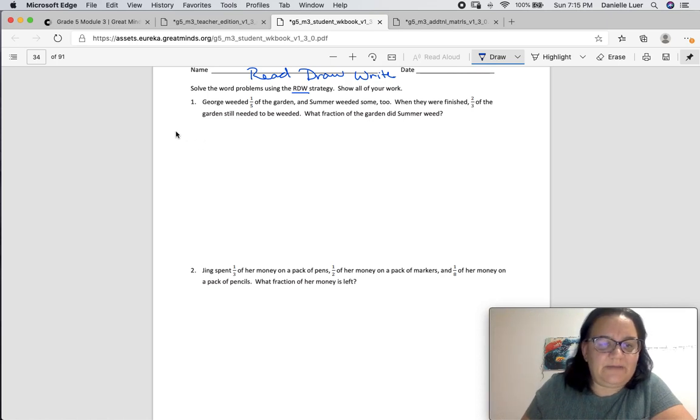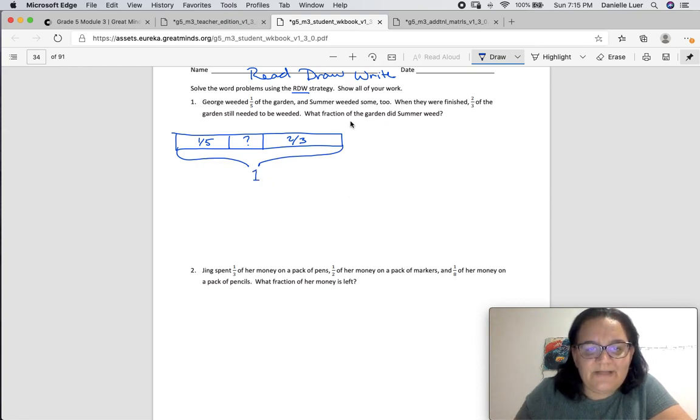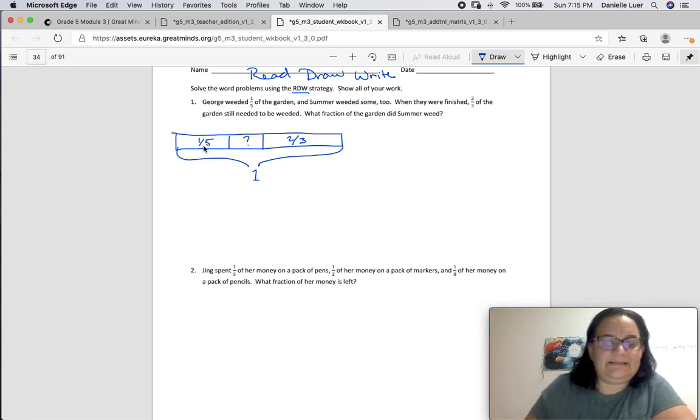Okay, well, I'm going to use a tape line here. And I know that George weeded 1/5. And we don't know what Summer weeded, but when they were done, 2/3 still needed to be weeded. And altogether, that equals the whole garden, so that equals 1, okay? So, what fraction of the garden did Summer weed? That's our question. This is two parts because we're going to need to add this plus this and then subtract it from that to find the answer.